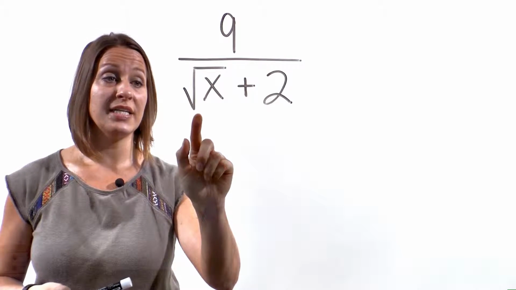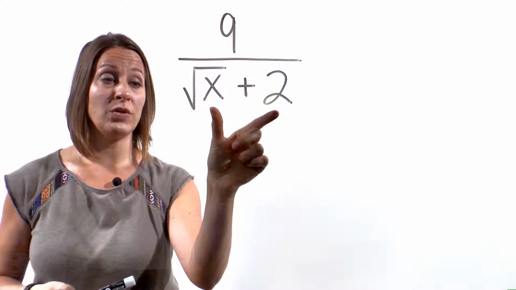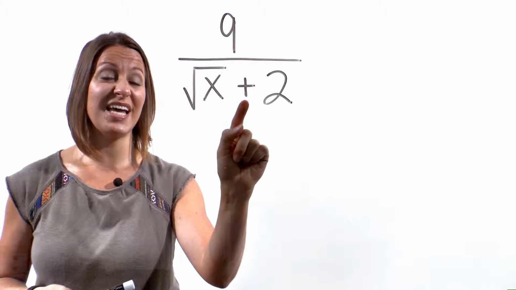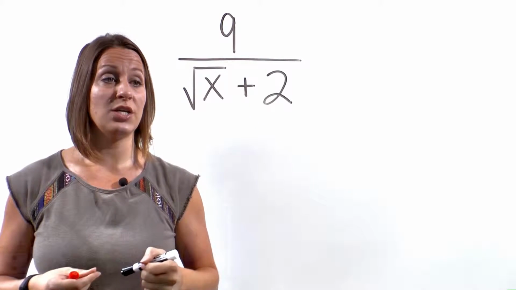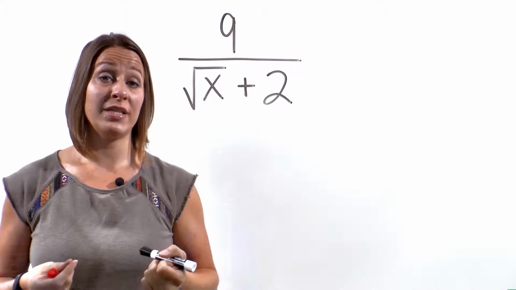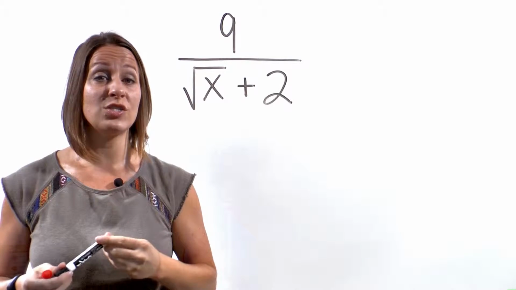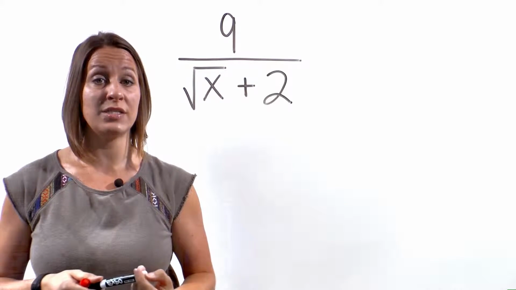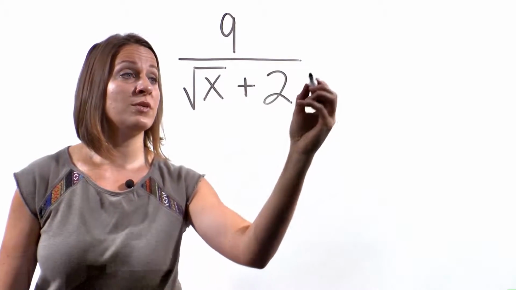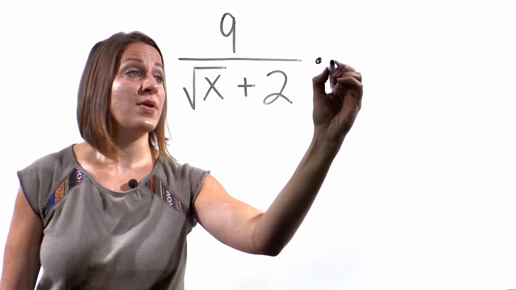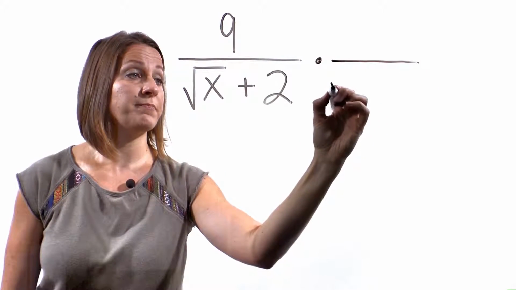Now the conjugate is going to be a binomial, just like this one, except the sign is changed. And so instead of multiplying by the square root of x plus 2, we're going to multiply by the square root of x minus 2. But we're going to multiply it to the top and the bottom.